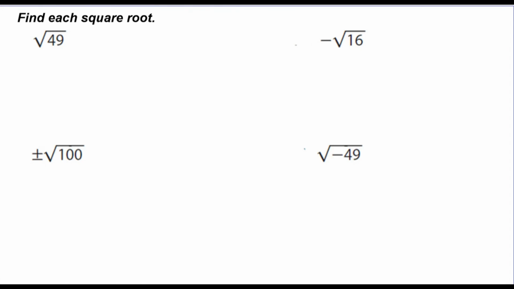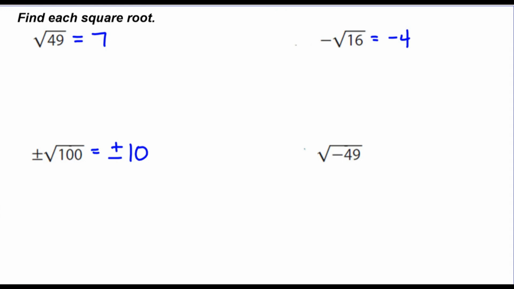So let's find each square root here, and this first one we've already done, the square root of 49. Well, what number times itself is 49? And we're asking for the positive one here. That'd be 7. The square root of 49 is 7. Next one, the negative square root of 16. So we're asking for the negative root, and that would be negative 4. Since negative 4 times negative 4 is 16. Next one, the positive and negative square root of 100. Well, 10 times itself, or 10 squared, is 100. So we're asking for both roots, so we get positive and negative 10.